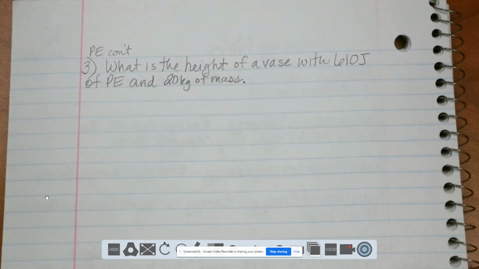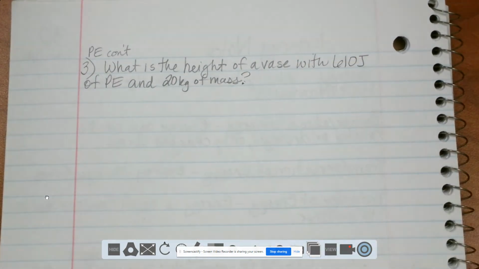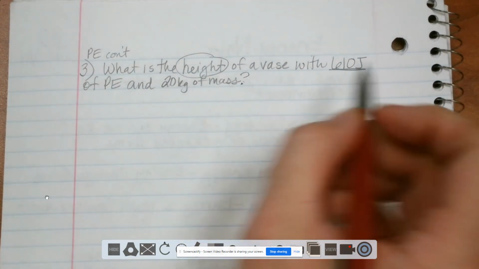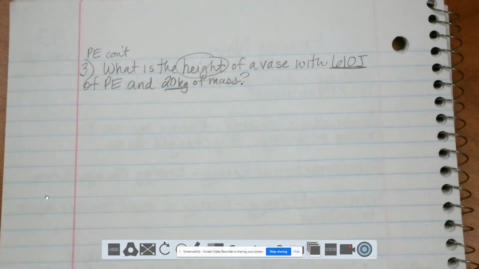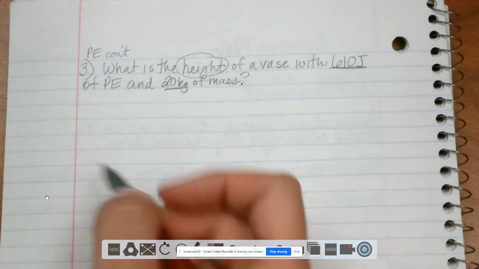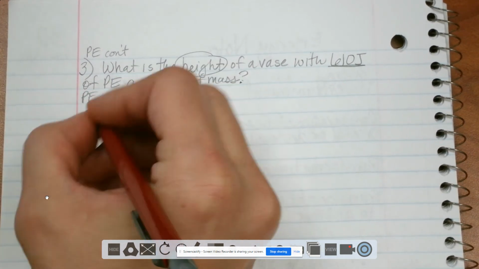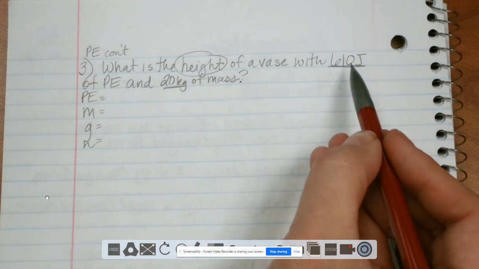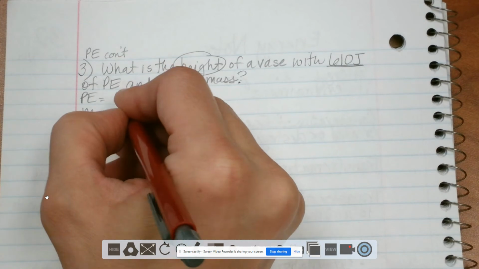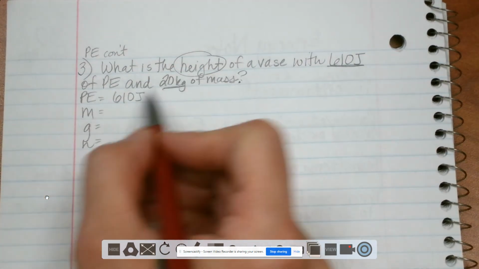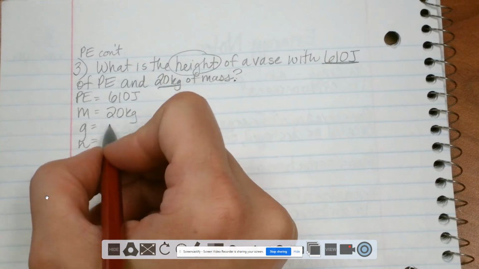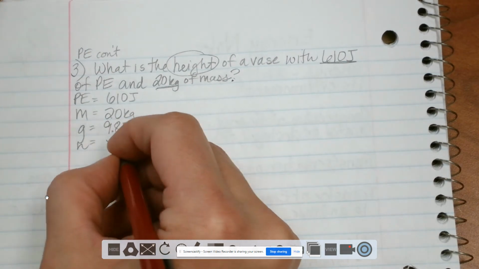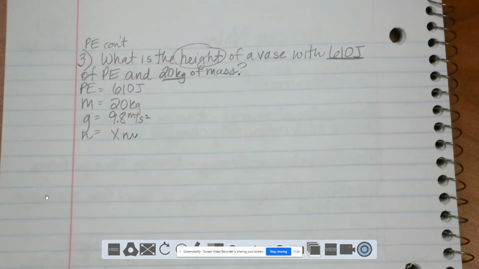Okay, so we are looking for mass or height this time. What is the height? I'm going to circle it. I've got my joules of potential energy. I've got my mass. And I'm not given gravity, but I know that it's going to be part of it. So potential energy, mass, gravity, and height are my variables. I'm given potential energy at 610 joules, so it's going to go up here. I'm given mass at 20 kilograms, that's going to go here. I know my gravity is 9.8 meters per second squared, and I'm looking for height, which is going to be x meters. That's a terrible M, but that's an M.